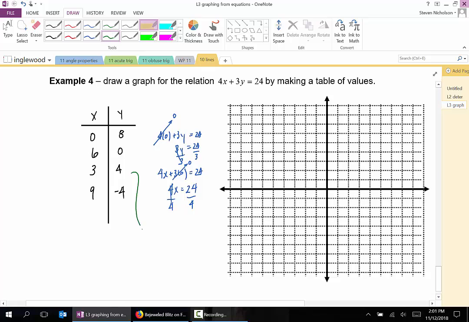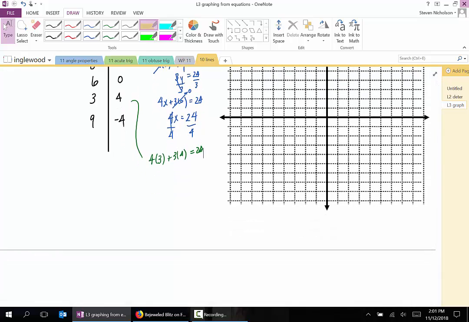So again, with 3 and 4, we get 4 times x, which is 3, plus 3 times 4, which is y, is equal to 24. And 4 times 3 is 12, and 3 times 4 is 12, and I don't think we have to do anything more. 12 plus 12 is 24. What about this one right here? Well, again, 4 times our x plus 3 times our y. And I want to know, does that equal 24? 4 times 9 is 36. 3 times negative 4 is negative 12. And again, 36 minus 12 is equal to 24.